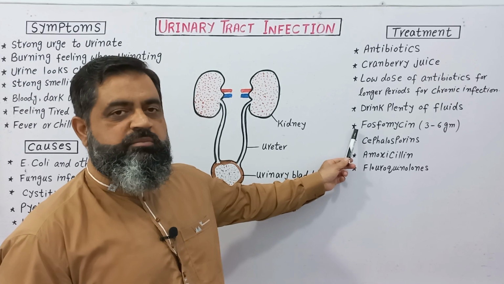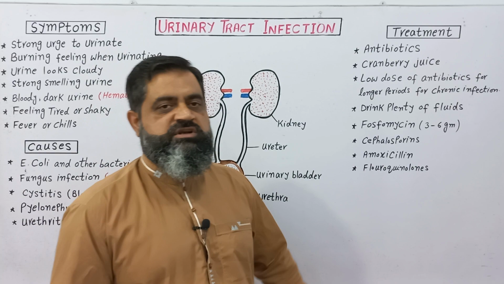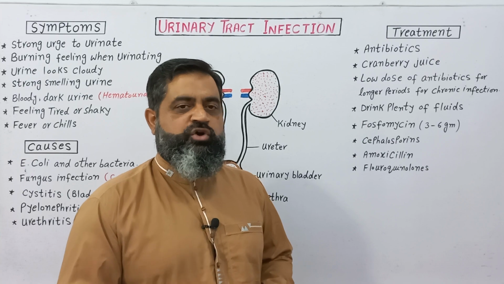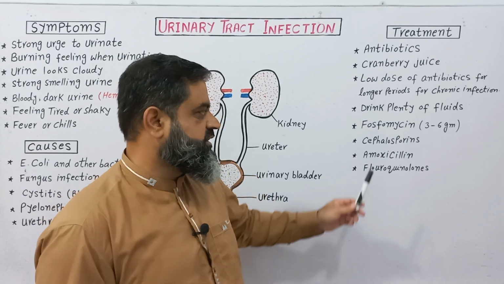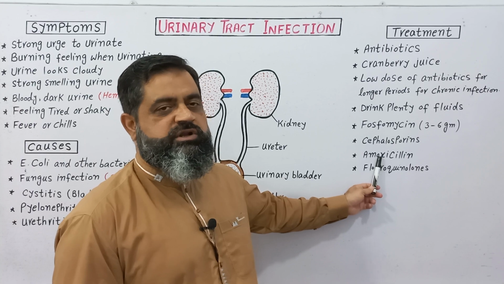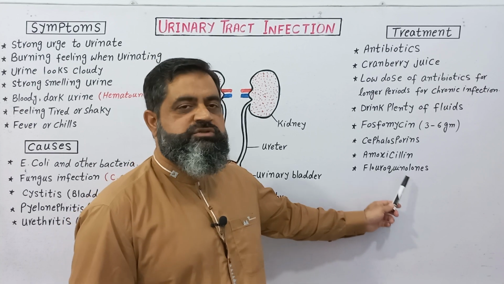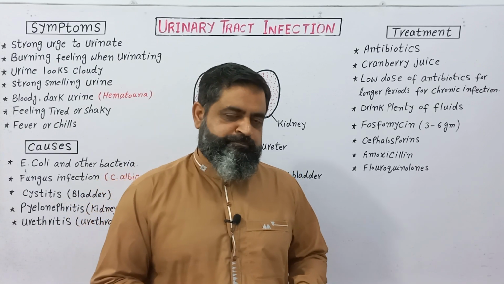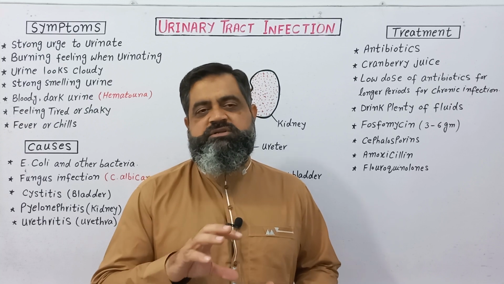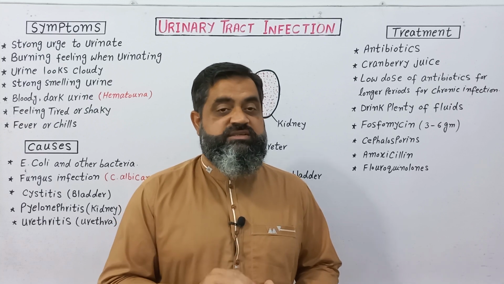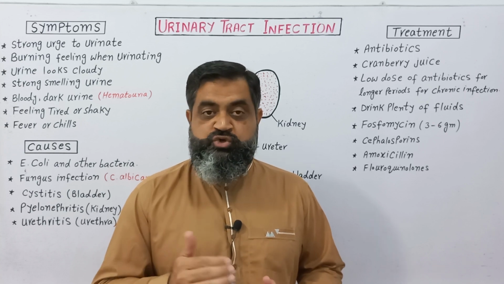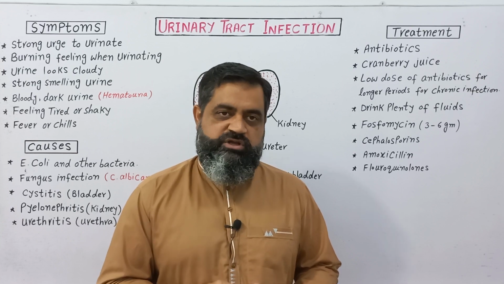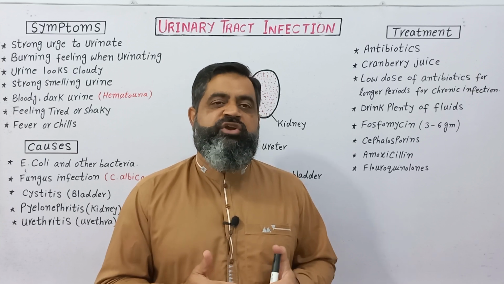Usually the antibiotic which is commonly used is fosfomycin, which is 3 to 6 gram per day, and it can also be repeated for a longer period of time depending upon the type of infection. Cephalosporins, amoxicillin, which is a type of penicillin, fluoroquinolones, and some other antibiotics can be used as therapy. But because this infection happens at such places where there is less blood supply, we have to take antibiotics for a longer period of time and stronger antibiotics so that the infection can be treated as well.